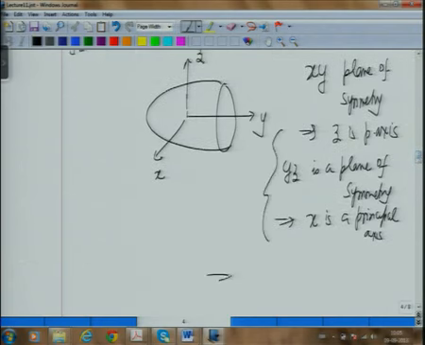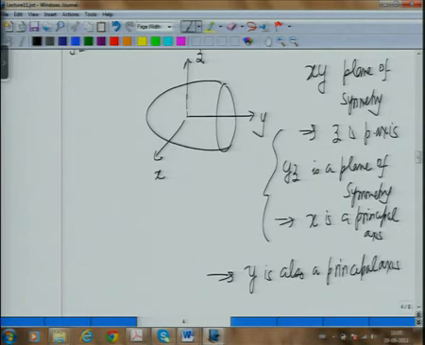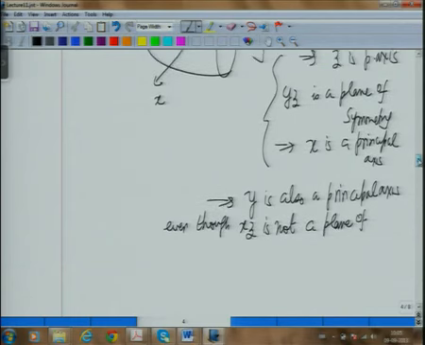And these two things will imply y is also a principal axis, even though xz is not a plane of symmetry. Okay. Is this clear? So, this is how we work out locating principal axis by symmetry.